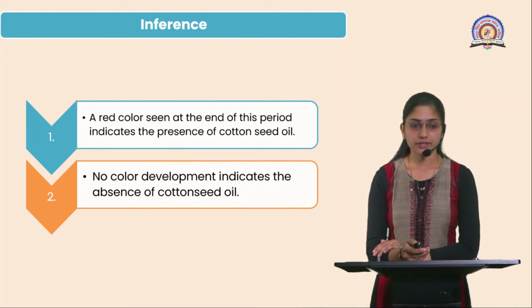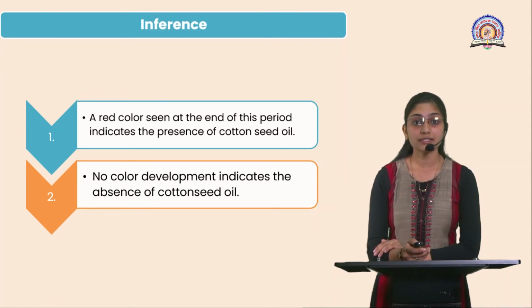Now, this is the result. A red color seen at the end of this period indicates the presence of cottonseed oil, and if there is no color development, it indicates the absence of cottonseed oil in your given sample. It means if red color has developed in a given sample, then you can say that cottonseed oil is present.